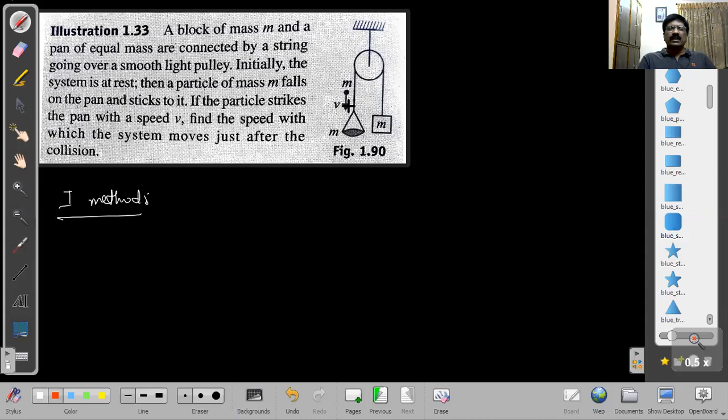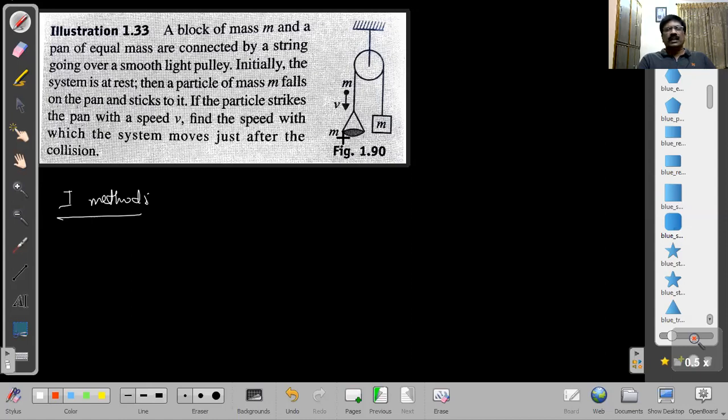Whenever the particle makes collision with the pan, immediately the particle pushes the pan downwards. That's why the particle along with the pan move downwards with a certain velocity, a common velocity, say v. Whenever the pan moves downwards with a certain velocity, with what velocity do the pan and the particle move downwards?